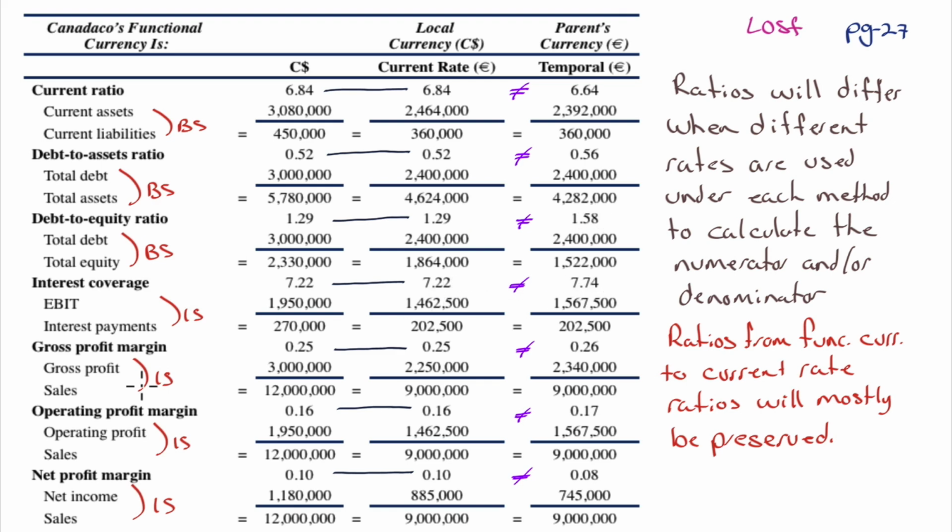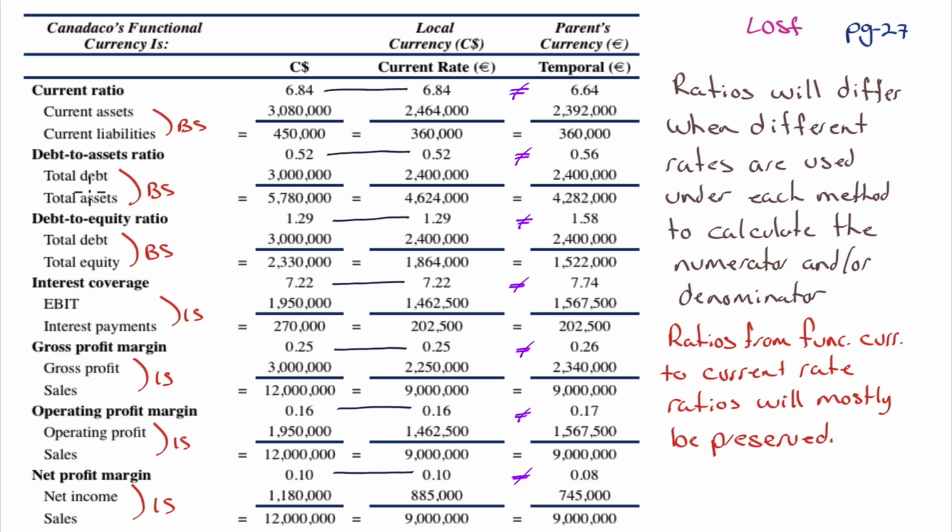Now, we don't have to go through each one and look at whether it went up or whether it went down. Here's the rule. You don't know. There is no rule as to, well, if it did this, then it goes up. If it did that, then it goes down. It could be anything. It could go in one direction or another direction. You really don't know. Some things that we can say: ratios will differ when different rates are used under each method to calculate the numerator and/or the denominator. If you have different rates for the numerator and/or the denominator, then they'll be incomparable between and among.